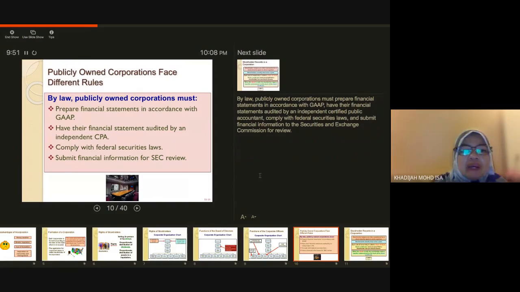This one is publicly owned, a corporation company with Berhad in Malaysia. So a Berhad company is more regulated. They have to prepare financial statements in accordance with, in Malaysia, MFRS, the Malaysian Financial Reporting Standards. They have their financial statements audited by auditors, comply with federal laws, and submit financial information to the SEC. The SEC is like the ROC we mentioned earlier.